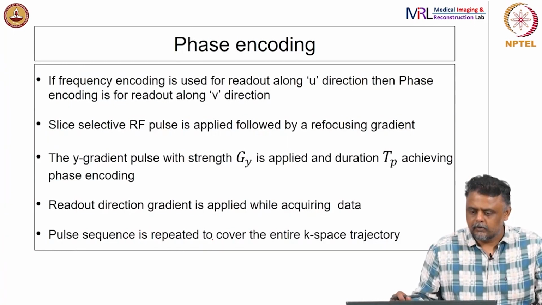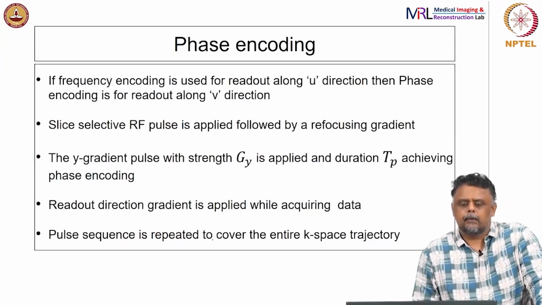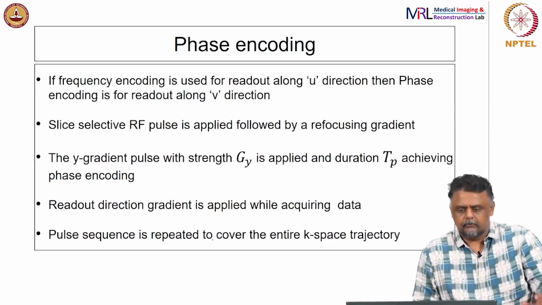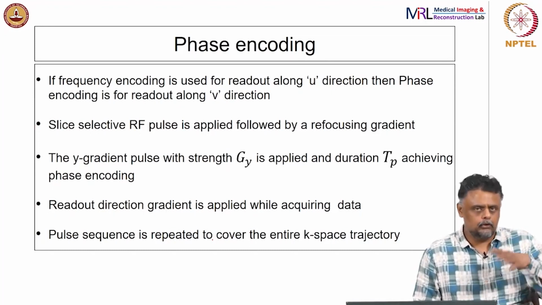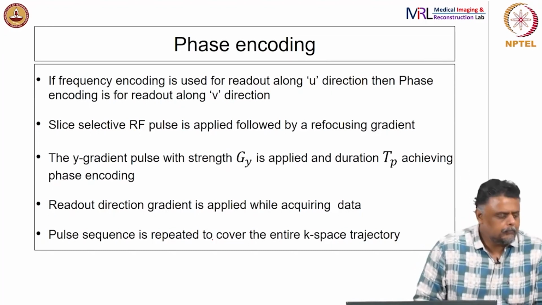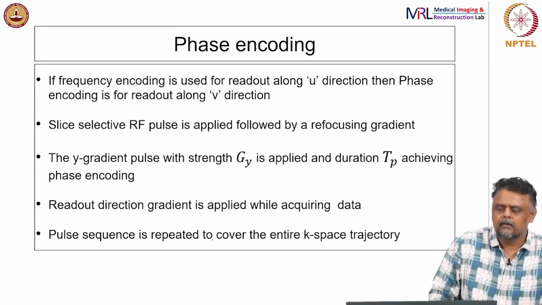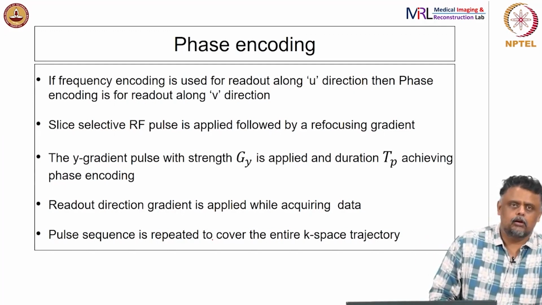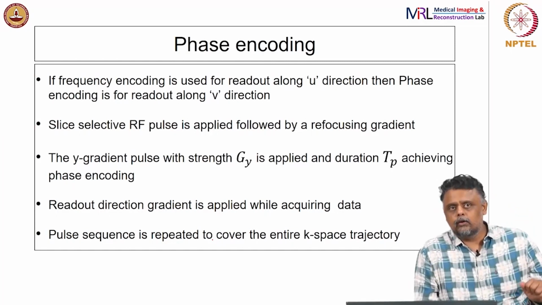The other way is the phase encoding, right. So, we saw polar scan is one technique to traverse K space in 2D. I do not think that is a very common thing to do, but I think it is one of the earliest things that was done. Okay. But phase encoding is what is done more commonly. So, the frequency encoding is used for readout along the u direction in the K space, and the phase encoding is for readout along the v direction.